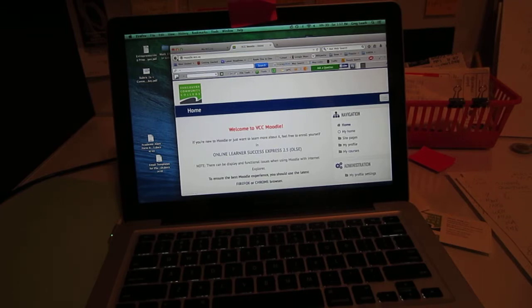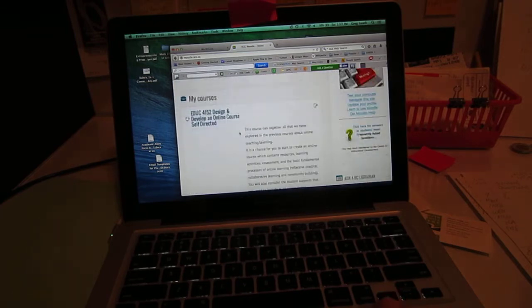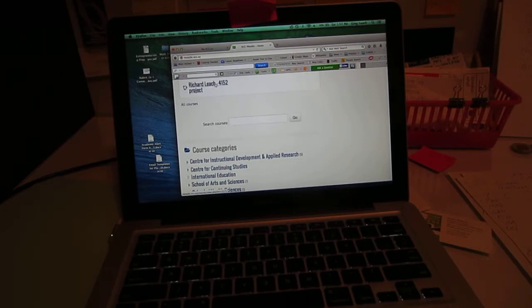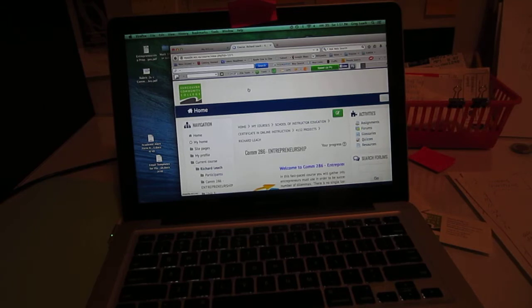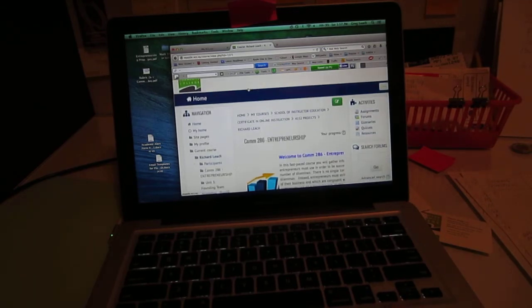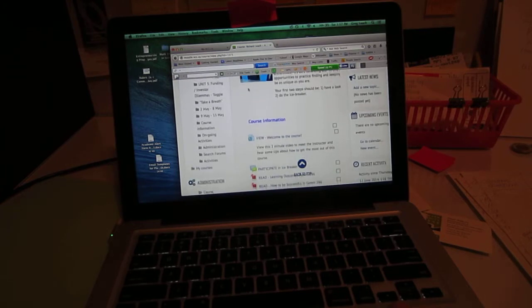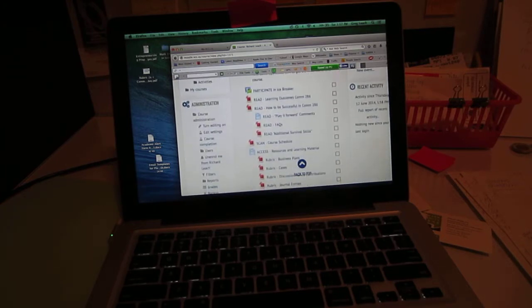Whoop. Somehow we're back to VCC. Sorry about that. So while we're reconnecting, I will point out that there are a couple of support structures. There are rubrics. Wow, this is taking a long time. There are journals, journalings. So people write about what they're discovering. Okay, so let's see if we can open one of these.